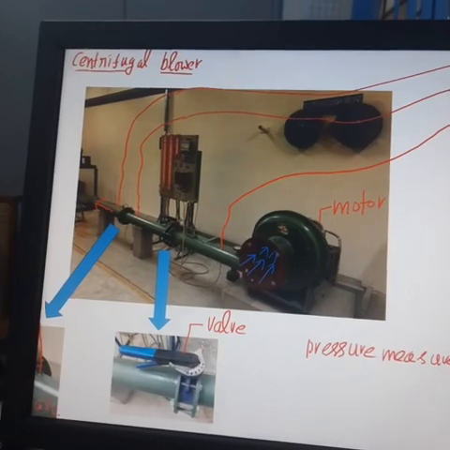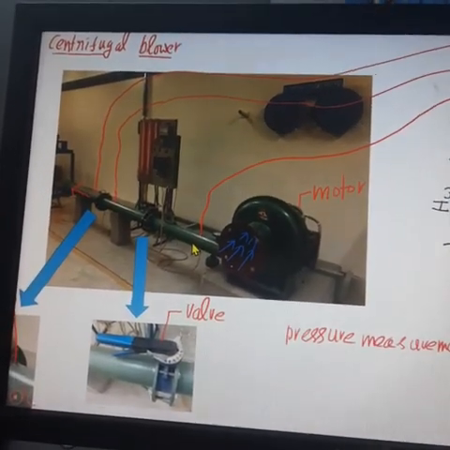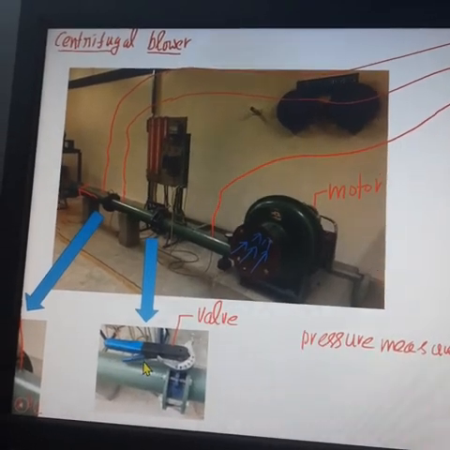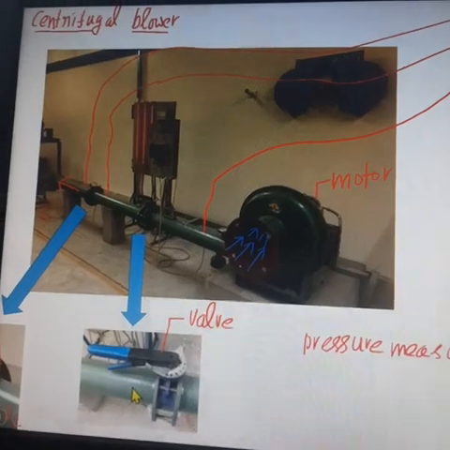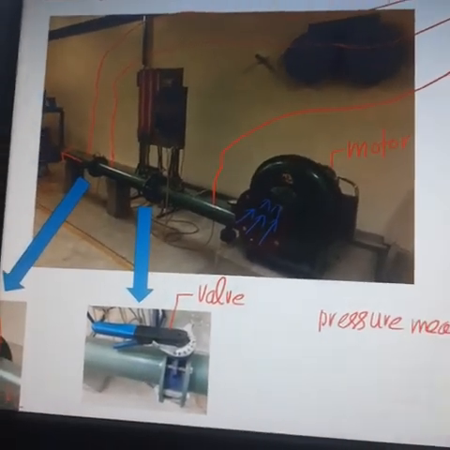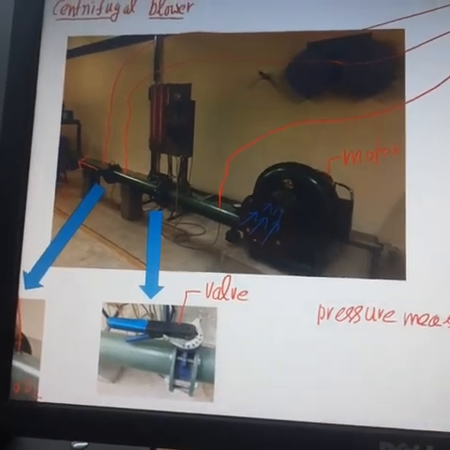A valve is fitted along this pipeline to change the discharge of the air flowing through the pipeline. The valve can be kept fully open, half open, 3/4 open, or quarter open.